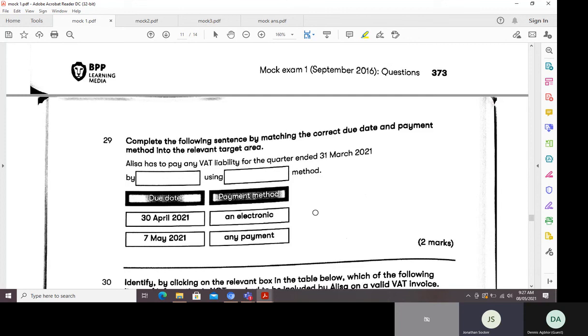Now, the quarter we are referring to here ended 31st March 2021. So what will be the second month after that quarter? Will be May. If the quarter ended March, the second month after the quarter ended will be May. And that will be 7th May. So we have 7th May and an electronic method.